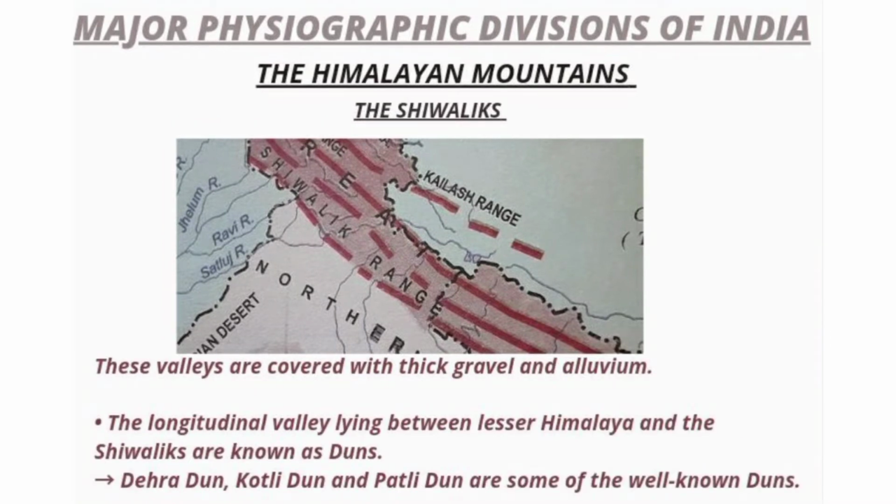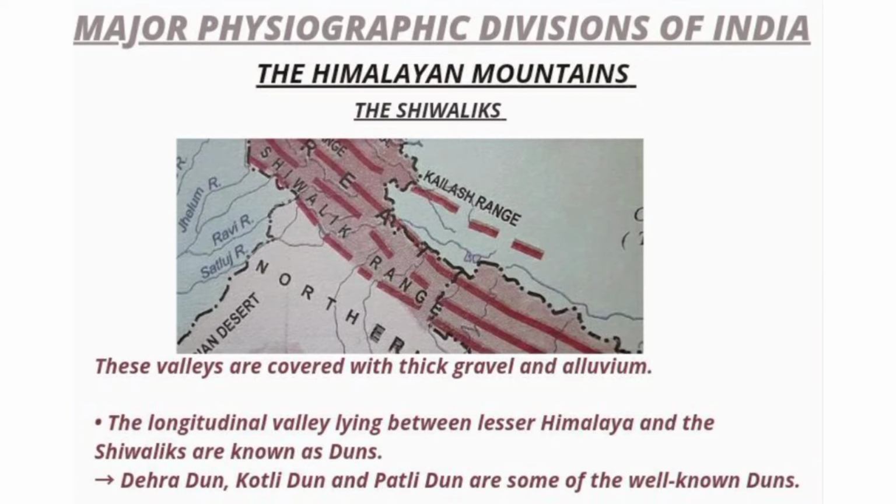The valleys are covered with thick gravel and alluvium. The longitudinal valley lying between the Lesser Himalaya and Shivaliks are known as duns. Dehradun, Kotli Dun, and Patli Dun are some of the well known duns.